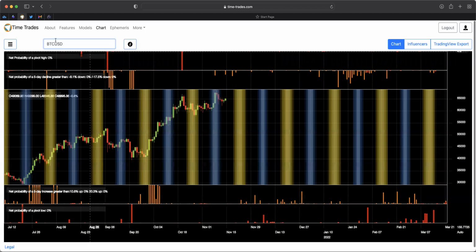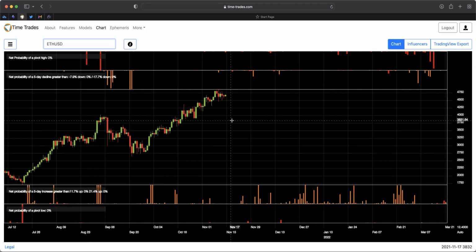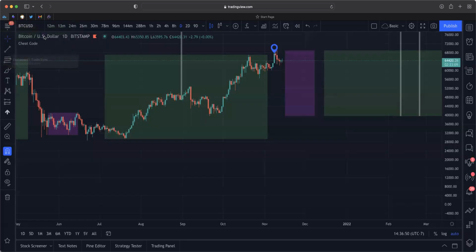Okay, so that's Bitcoin, and we'll wrap things up with a quick look at Ethereum. Again, not a lot of activity in the near term in the Ethereum forecast. A little pivot low coming in November 27th, and then another one further out, December 16th. That's about a 16% pivot low on December 16th. And December 16th, as we can see here, is basically the start of the next green period.